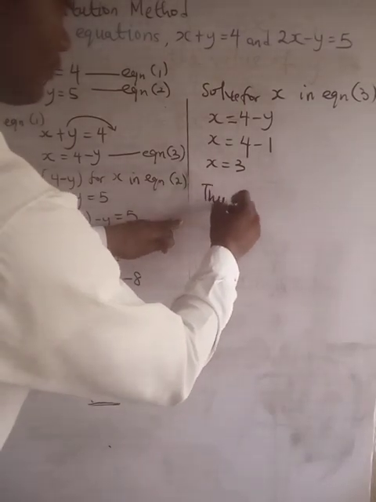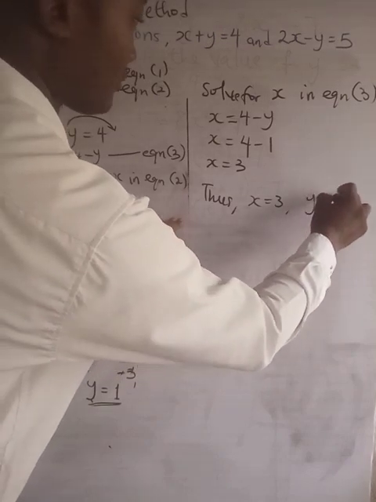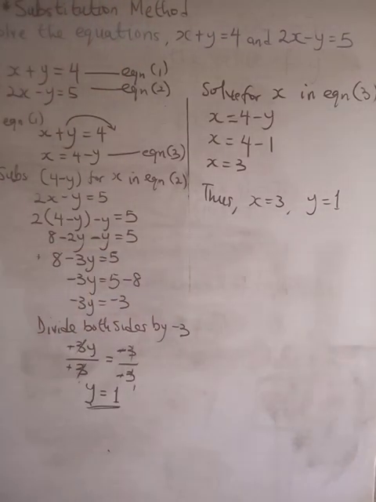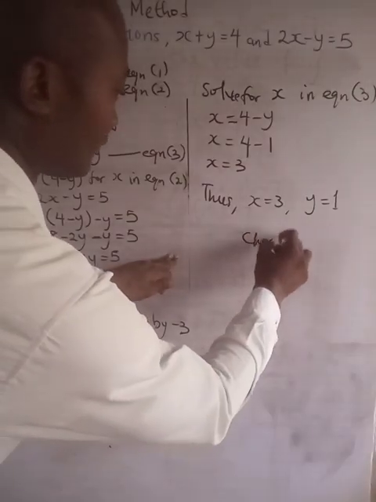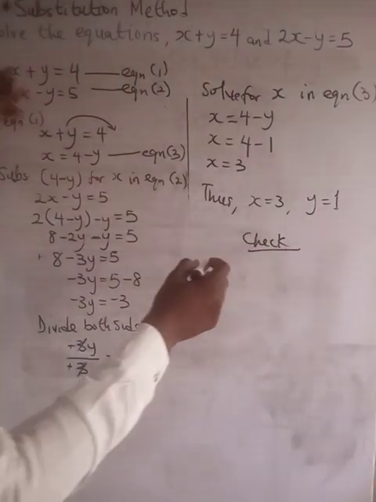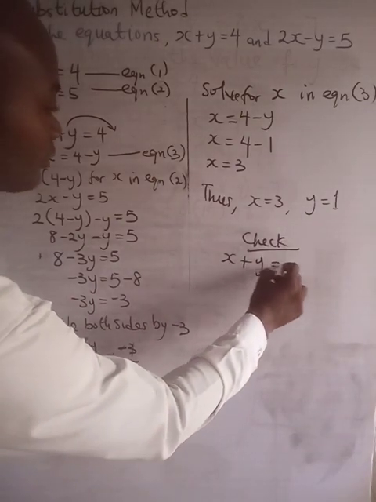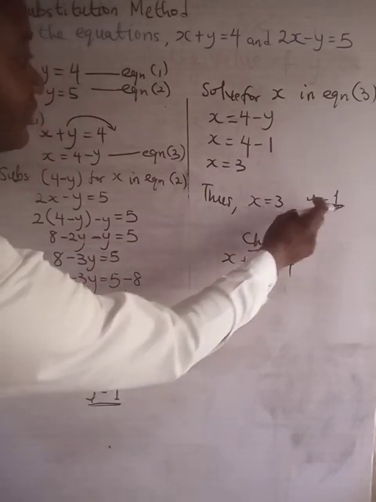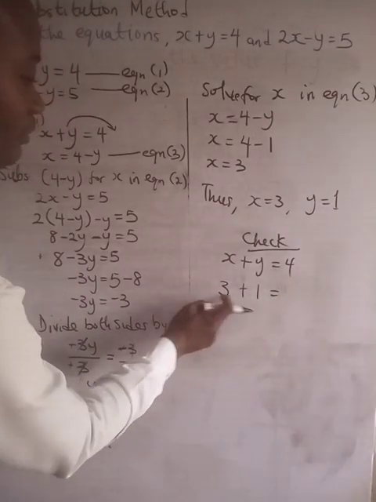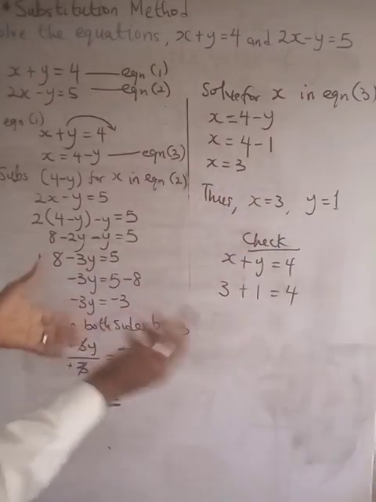Thus, x equals 3 and y equals 1. You can check your workings. Let us check if this is true. Let us use equation 1. Equation 1 tells us that x plus y equals 4. So we know that x is 3 and y is 1. You can see that 3 plus 1 equals 4. So that means that the workings are correct.